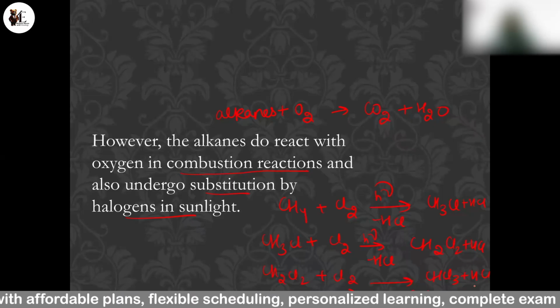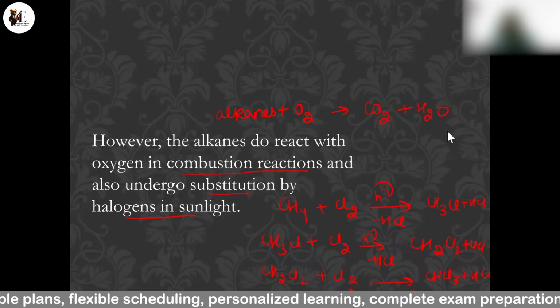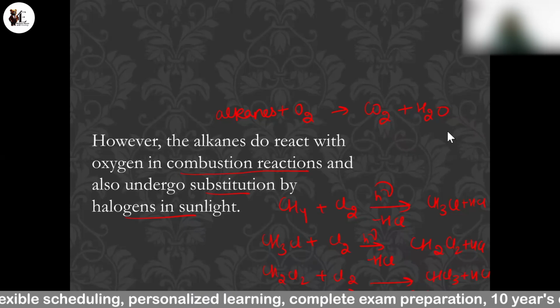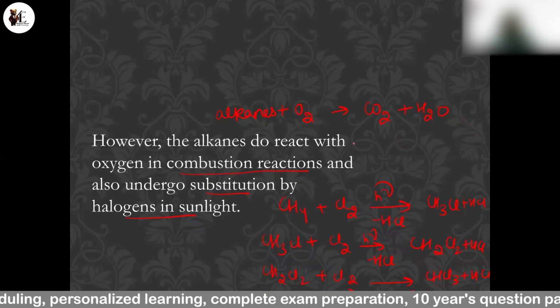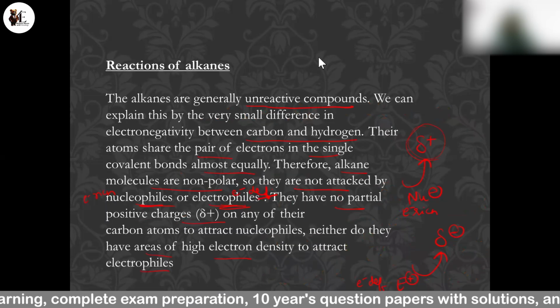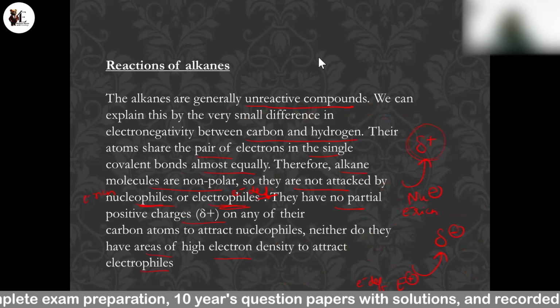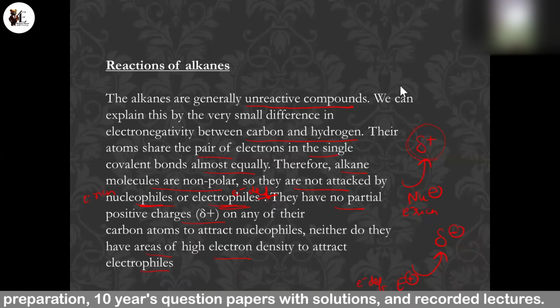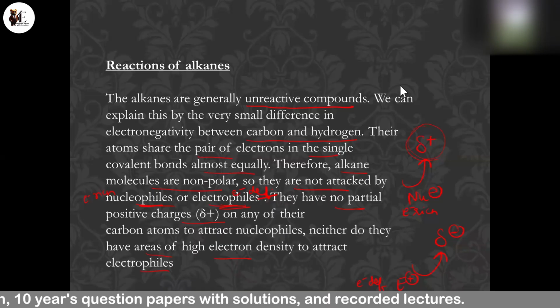So the alkanes only show 2 types of reaction. One reaction is combustion, and the second reaction is the substitution by chlorine. And why are they unreactive? So the reason is here. Is it clear why they are unreactive and what reactions they exhibit? Yes. Write it down.